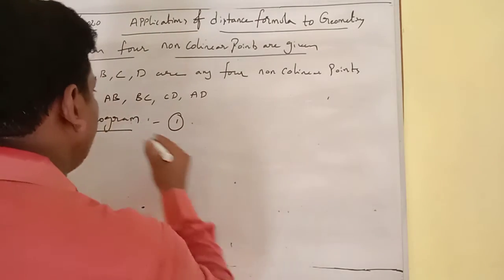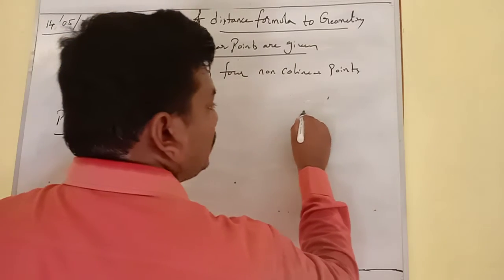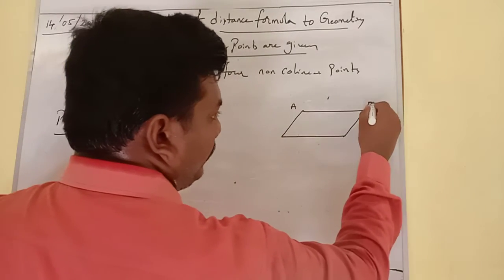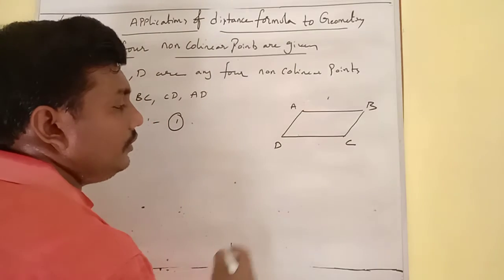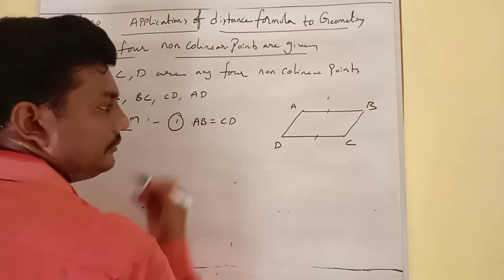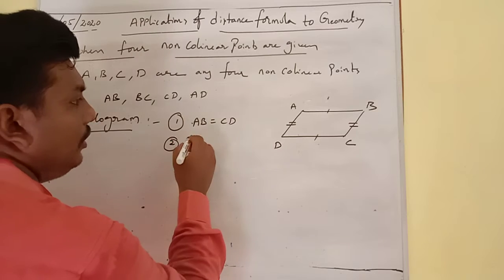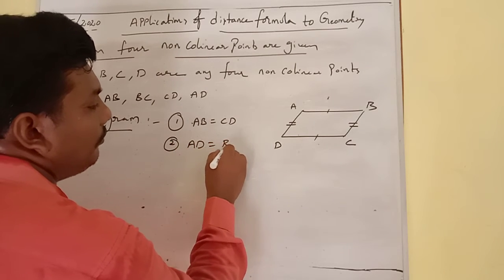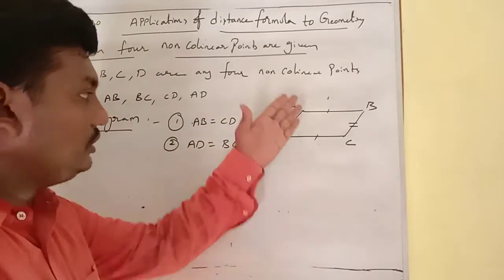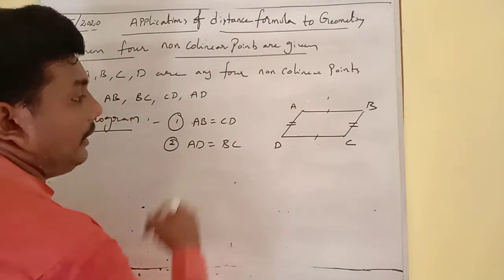Opposite sides are equal. That is, in the ABCD quadrilateral, if you see the parallelogram condition, like this is a parallelogram A, B, C, D. Opposite sides are equal, that is AB is equal to CD. Then these two sides are also equal. So the second condition is AD is equal to BC. Whenever opposite sides are equal, this is a parallelogram.